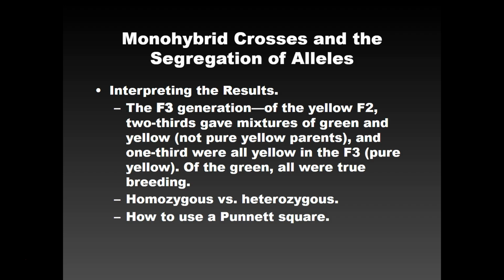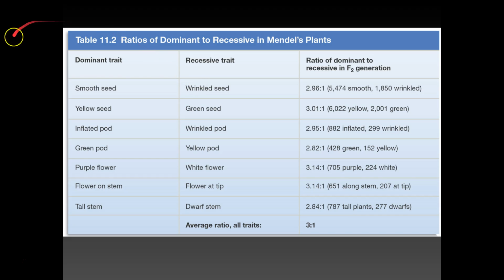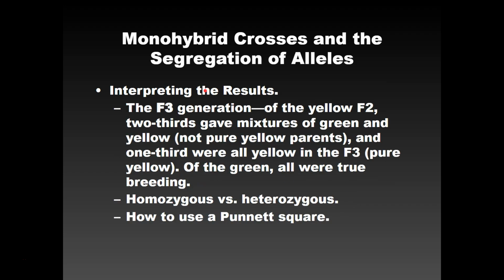So homozygous means you have 2 copies of the same allele. So if we go back here, maybe you have 2 copies of the smooth seed allele, or maybe you have 2 copies of the wrinkled seed allele. Then you have heterozygous, which means you have 1 of each. So homo meaning same, meaning the same kind of alleles, hetero meaning different kind of alleles.